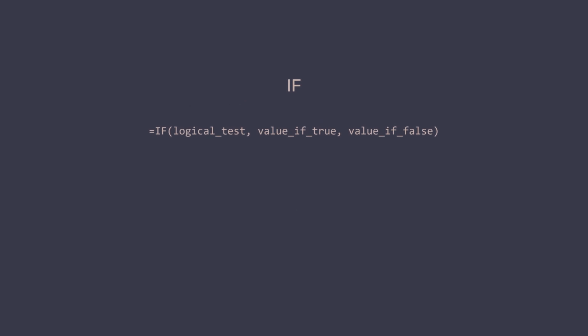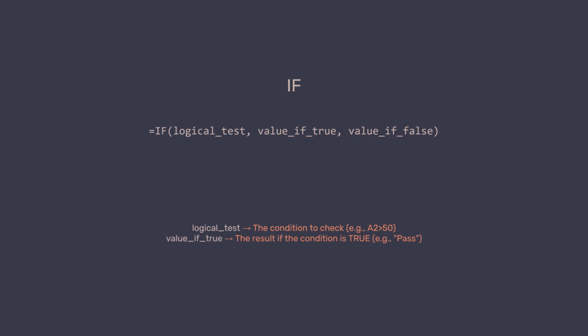Let's break down the IF function structure. The syntax looks like this. First, logical test. This is the condition Excel checks. If the condition is true, one result is returned. If false, another result is returned. Like A2 is greater than 50 checks if the value in A2 is greater than 50.